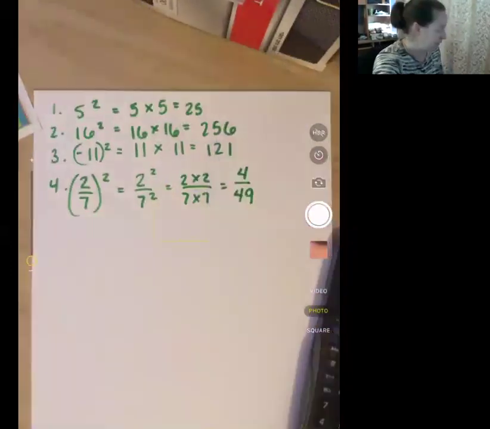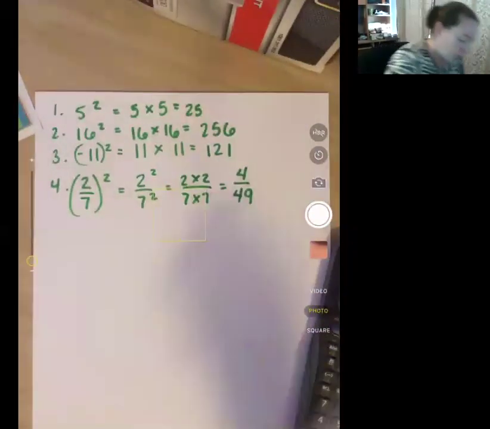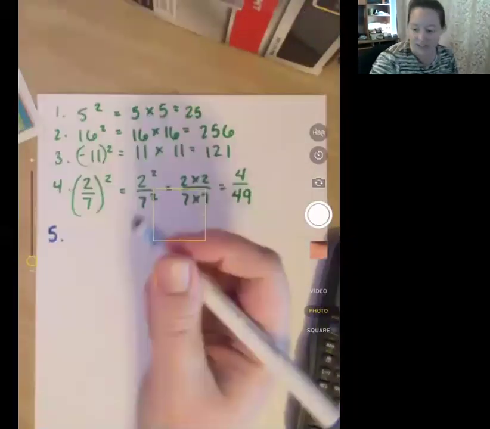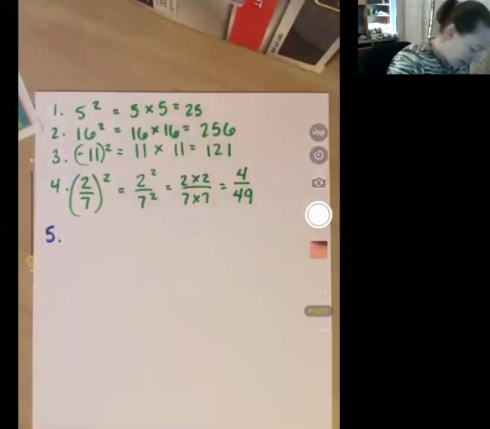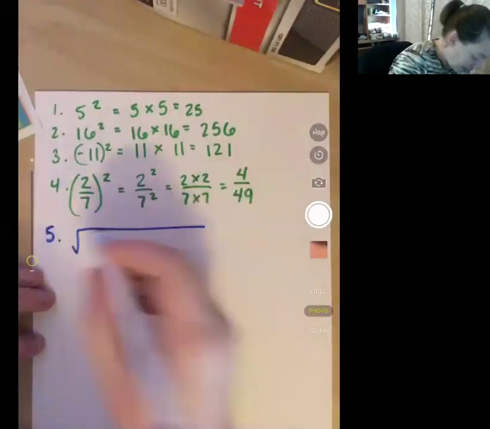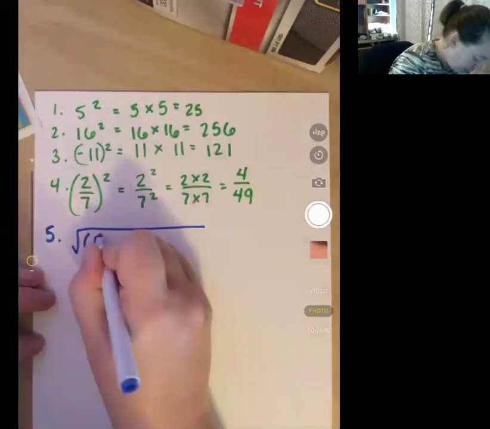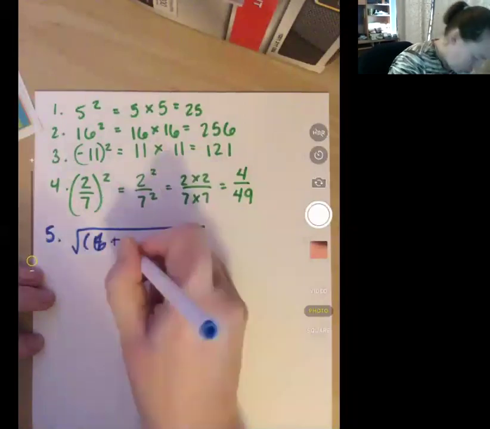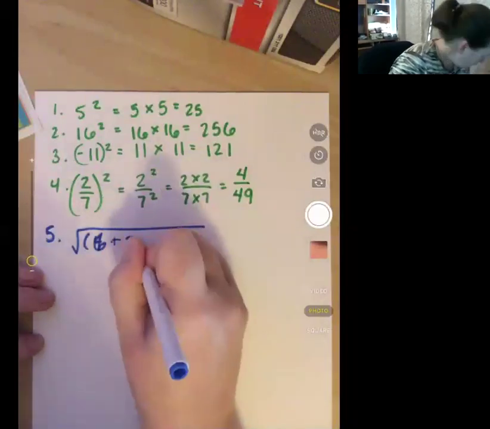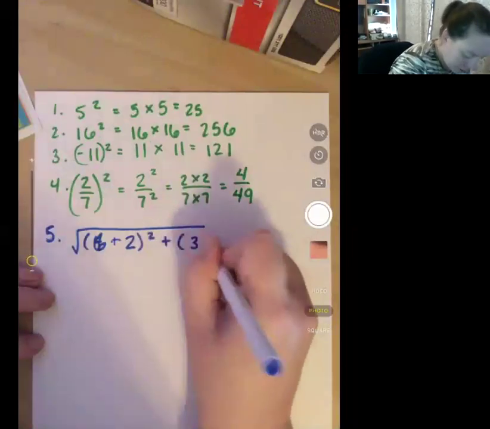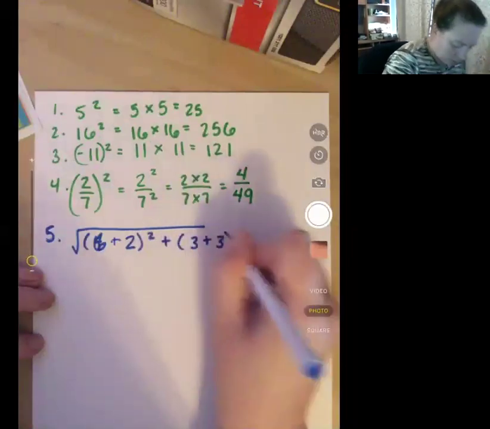2 times 2 is 4, and 7 times 7 is 49. Number 5, we are now doing order of operations. Oh, yay, this is fun. Okay, so square root sign, and then inside I have 6 plus 2 squared plus 3 plus 3 squared.